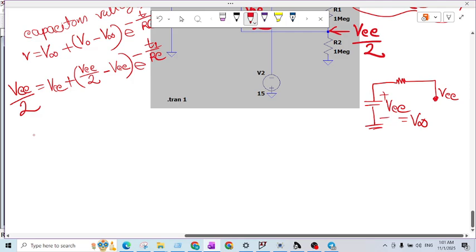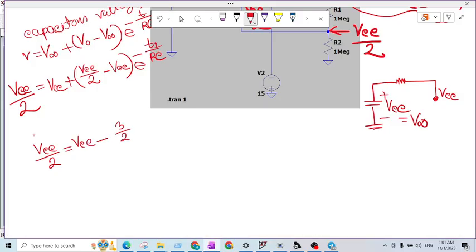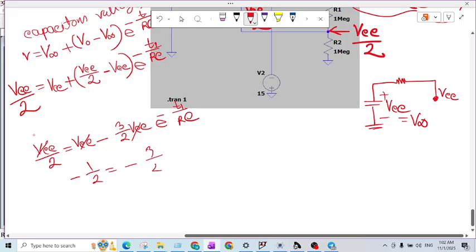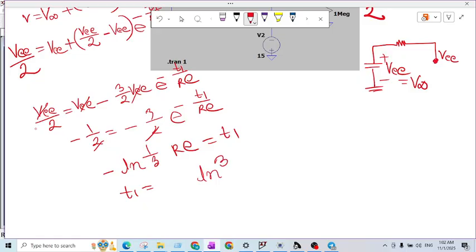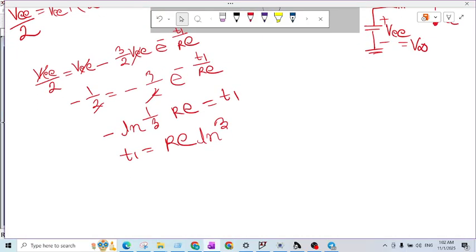Okay, so VCC by 2 equals 3 by 2 VCC e to the power minus T1 divided by RC. So VCC cancels out, then minus half is equal to minus 3 by 2 T1 divided by RC, and we will get ln 1 by 3 equals minus T1 by RC. Okay, that means T1 is equal to ln 3 RC.